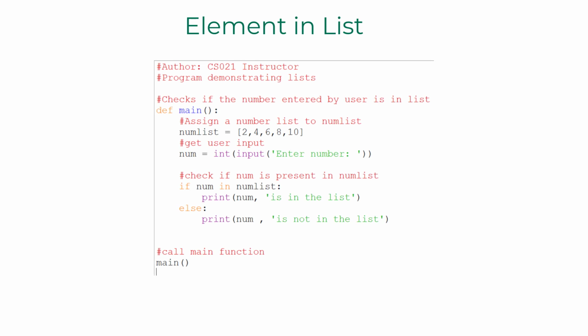To check if an element is present in the list, you can ask Python, is the element in list? It would return true if the element is present, else false. This lets us write this elegant code that checks if an element is present in the list or not.